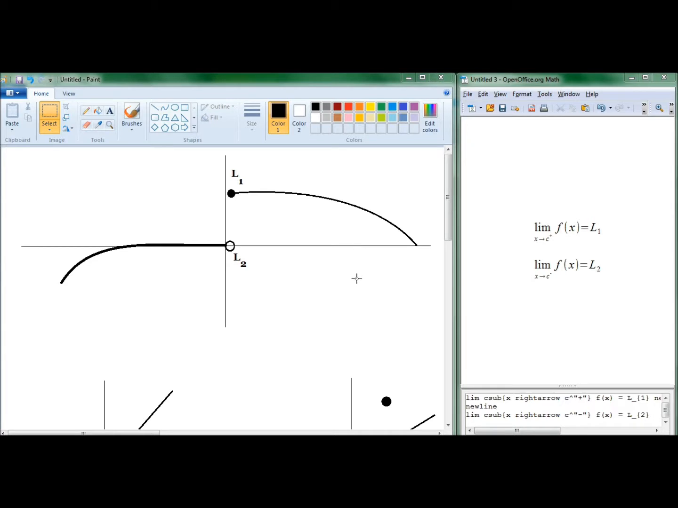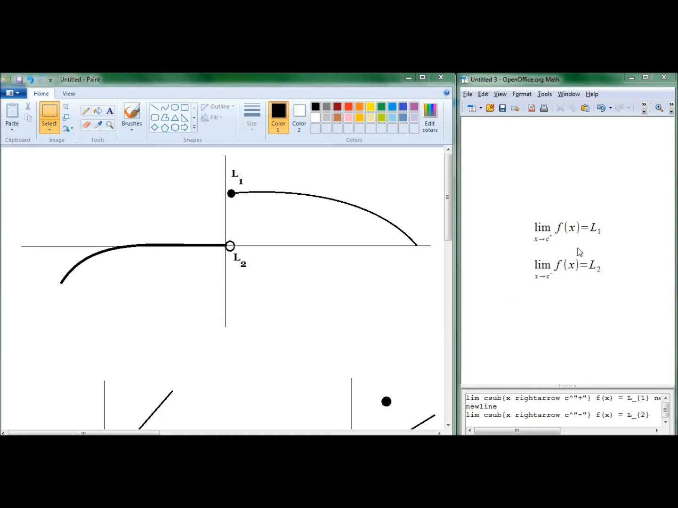What a one-sided limit is, you're basically taking the limit from one and only one side, as the name somewhat implies. As you may have noticed, as we approach our function from the positive or right side, it approaches this number, L1. So the limit as f of x approaches c from the positive side is L1. But as we approach c from the negative side, it's equal to L2.